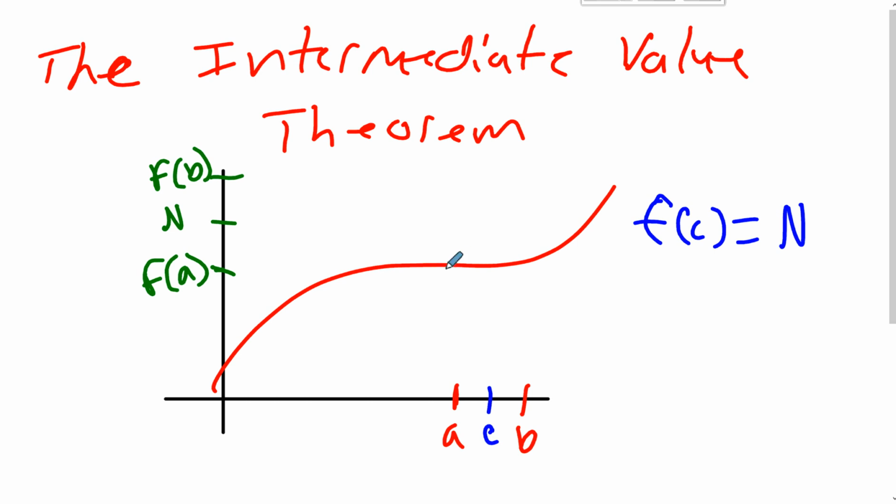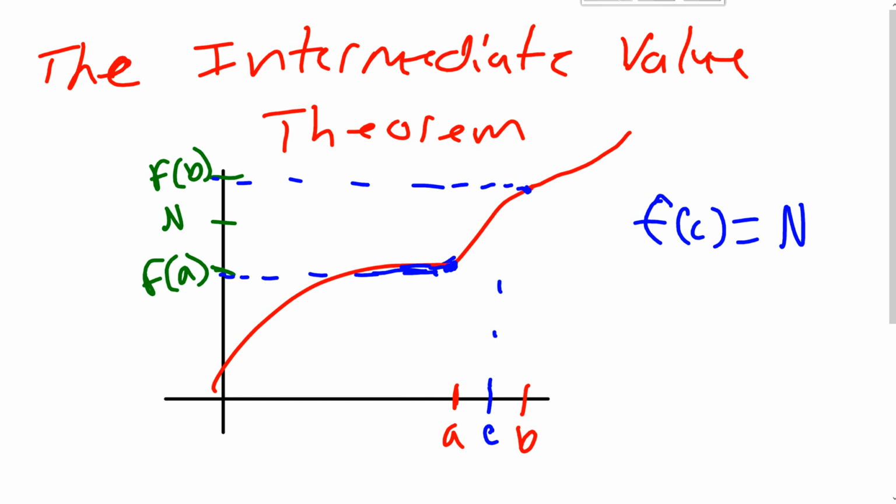So if you have some interval from a to b, and you get those y values that are also between them. My graph didn't come out precise with that. Let me fix it. Okay, so we have f of a right here, f of b right here. So there has to exist some c value such that f of c equals n. As long as I have a function that is continuous on the interval from a to b, then there's some value between a and b that gets you a y value between these two y values. Basically, that's what it says.